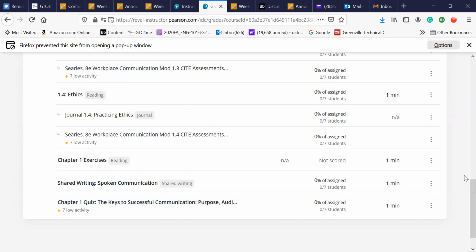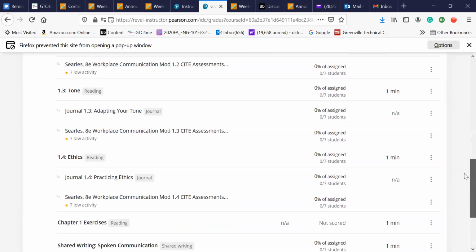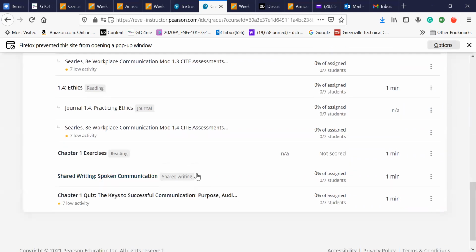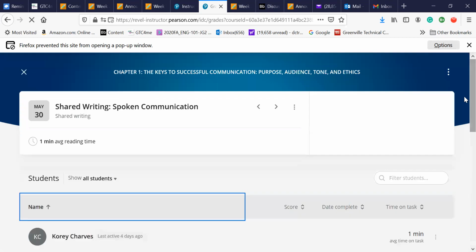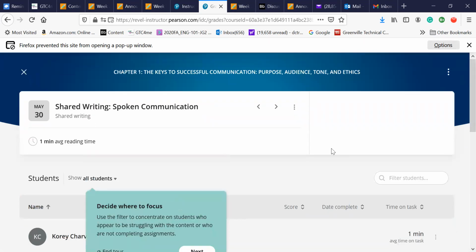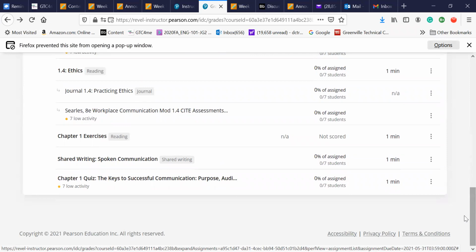So the other things, like the journals and exercises, you don't have to do those. It's just shared writing and the chapter 1 quiz. For shared writing, it gives you a reflective writing assignment on the chapter. It doesn't have to be particularly long for the shared writing.